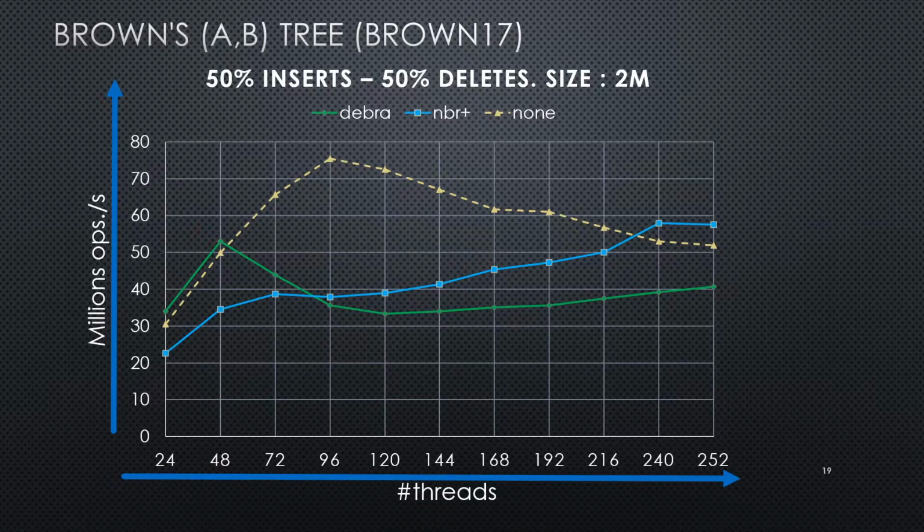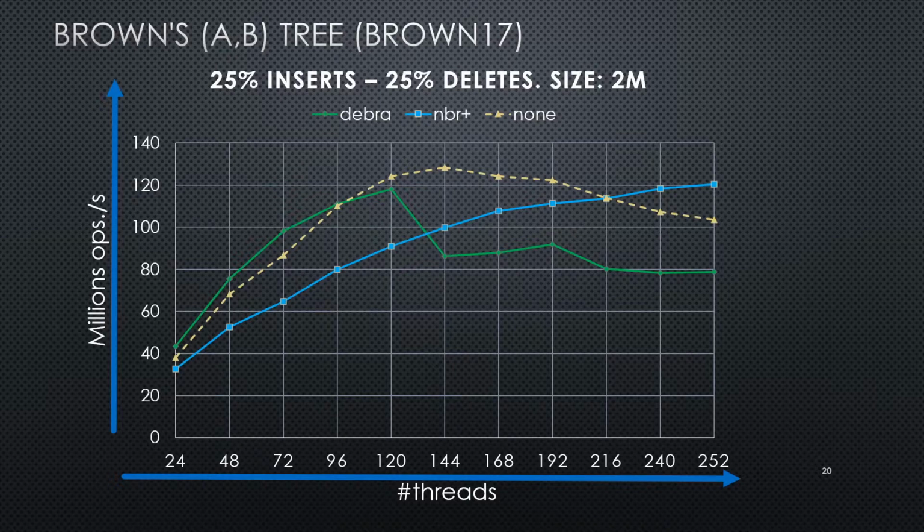You may notice here that we haven't compared NBR with hazard pointer for Brown's A/B tree, and the reason is that Brown's A/B tree cannot be used with hazard pointers. So it only made more sense to compare NBR Plus only with Debra, because as far as we know, Debra is the highest performing EBR-based variant so far.